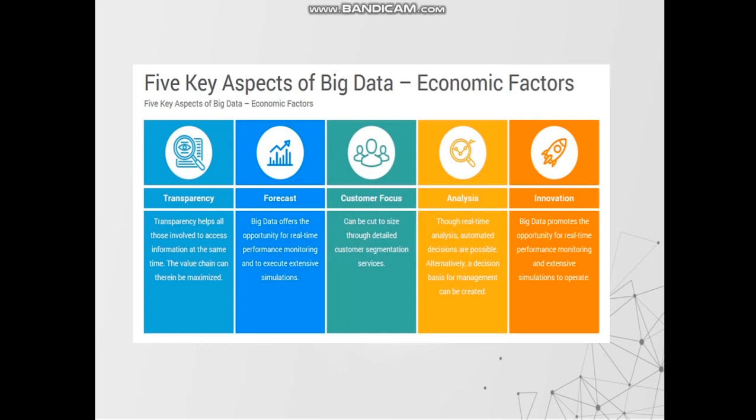We have the five key aspects of big data in economic factors. First, we have the transparency. Transparency helps all those involved to access information at the same time. The value chain can therein be maximized. Second, we have the forecast. Big data offers the opportunity for real-time performance monitoring and to execute extensive simulation.